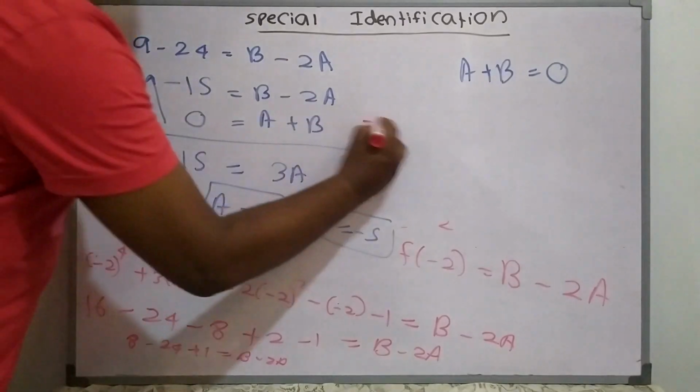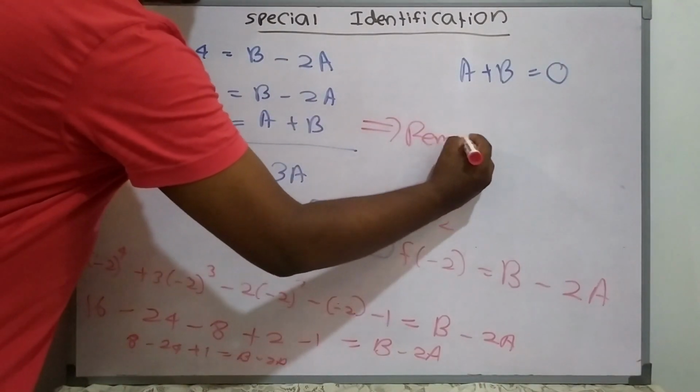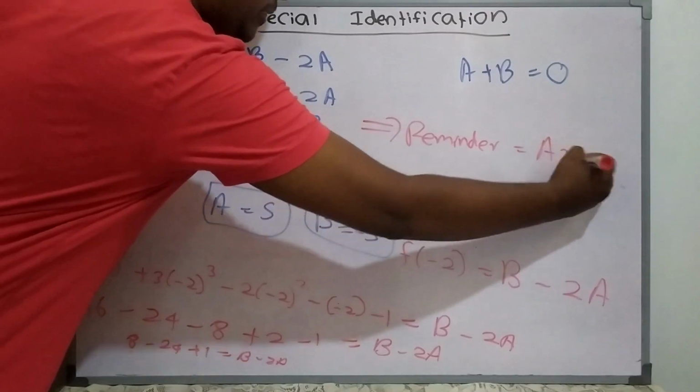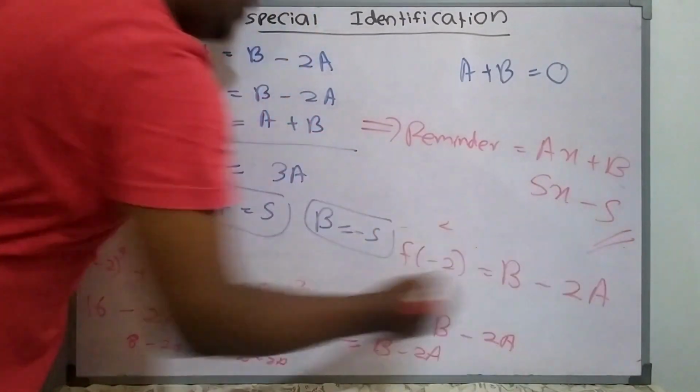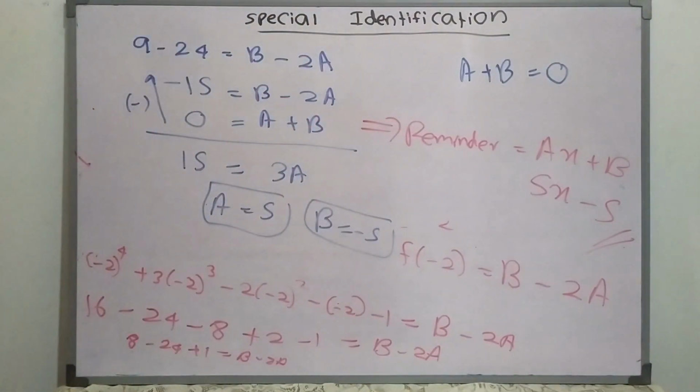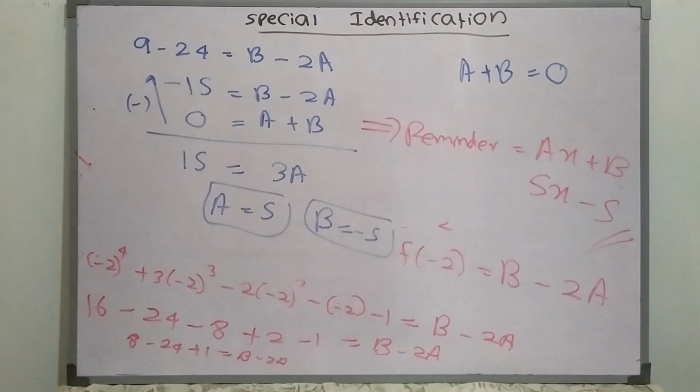Then our remainder, which is ax plus b, no? So now a is 5, so 5x minus 5. So this is the remainder, okay? This whole process completely depends on the special identification. Once the divisor is second order, then the remainder will be first order. So that is the behind the scenes of the special identification.